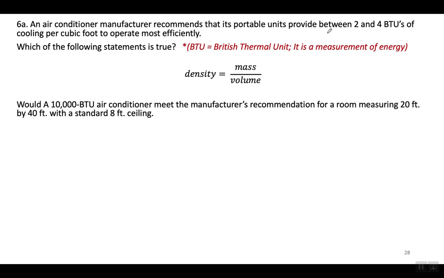Okay, and let me go over the question to make sure everybody understands it. Basically, there's a manufacturer of air conditioners, and they recommend that in order for the air conditioner to operate efficiently, the air conditioner unit needs to provide between 2 and 4 BTUs of cooling per cubic foot. Between 2 and 4 BTUs. That's the amount of cooling it has to provide per cubic foot in order to operate most efficiently.